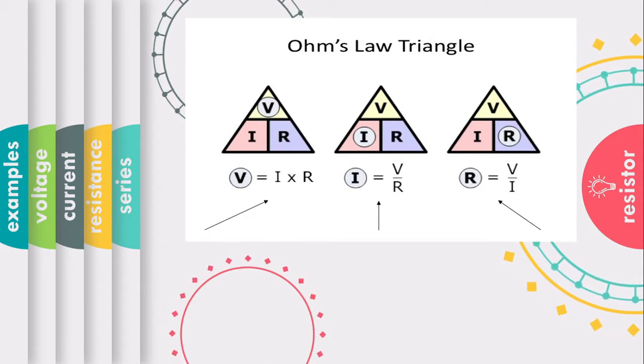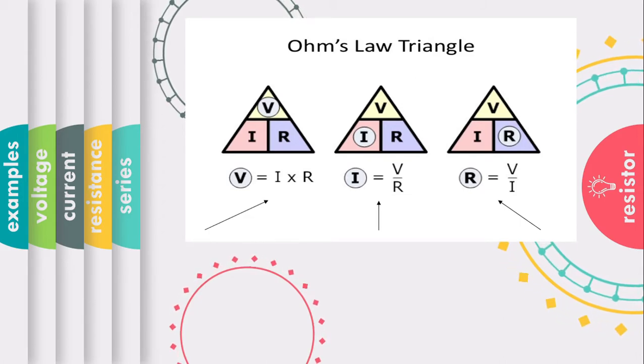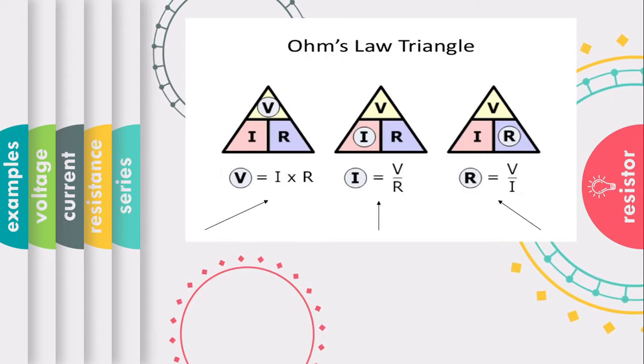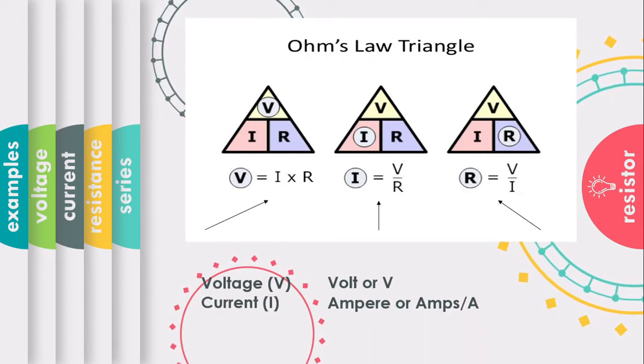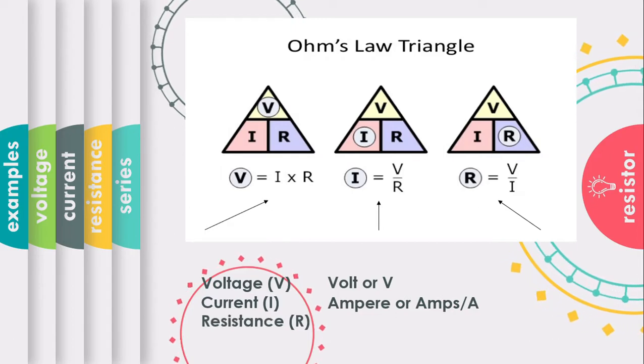The law states that the voltage is equal to the current multiplied by the resistance, where the voltage is in volts, the current is in amperes, and the resistance is in ohms.